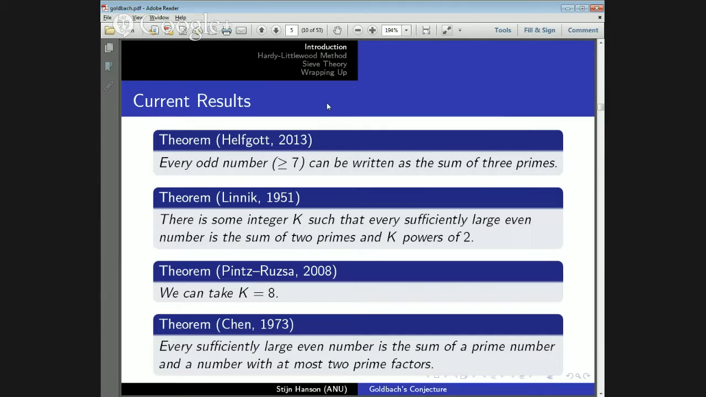And the third of the theorems that I'm going to talk about today is that of Chen, which was back in 1973, and he proved that every sufficiently large even number is the sum of a prime number and a semi-prime, i.e. a number with at most 2 prime factors.